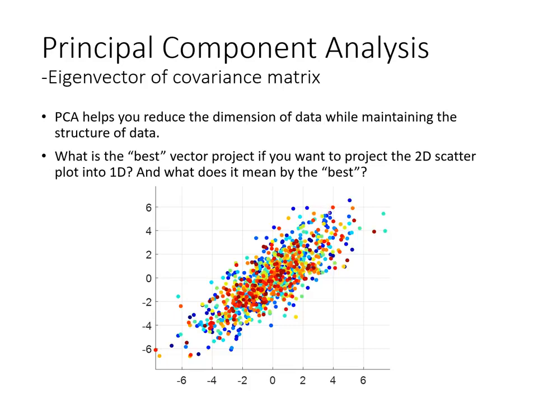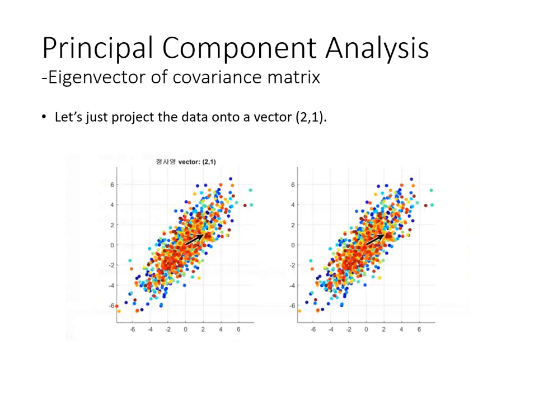So what is the best vector to project onto, if you want to project that 2D scatter plot into 1D? You can just see here that some vector along this line could be the best. But how can you describe it as the best? Let's just project the data onto a vector (2, 1), where this is length 2 and 1 here, and you can see what happens if I project the data onto this vector.